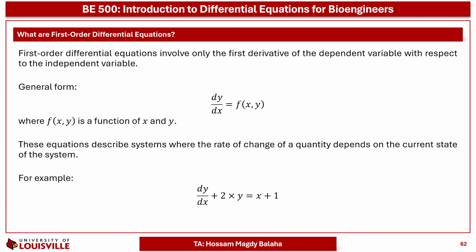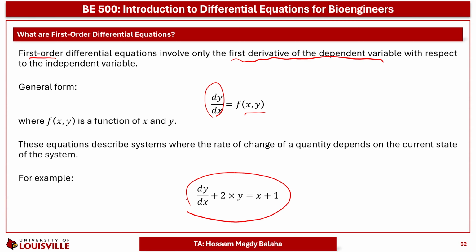So let's start. First order differential equations only involve the first derivative of the dependent variable with respect to the independent variable. So we have the first derivative and we have a function. This function can contain the independent or the dependent variables, which can be a function of x and y. This equation describes systems where the rate of change of a quantity depends on the current state of a specific system. This is an example of a first-order differential equation. We have the first derivative, and we have a function that contains x and y. Once we see that the highest derivative is the first derivative, then this is a first-order differential equation.